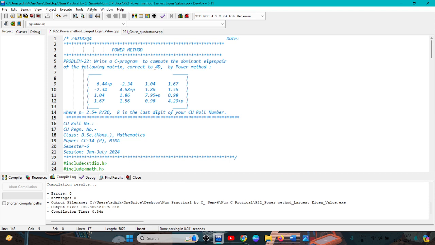Problem 22. Write a C program to compute the dominant eigenpair of the following matrix correct up to 4 decimal places by the power method. This is a 4 by 4 matrix, 6.44p, minus 2.34, 1.04, 1.67, minus 2.34, 4.68 plus p, and so on, where p equals 2.5 plus r by 20. r is the last digit of your roll number. Here dominant eigenpair means the numerically largest eigenvalue and the corresponding eigenvector.